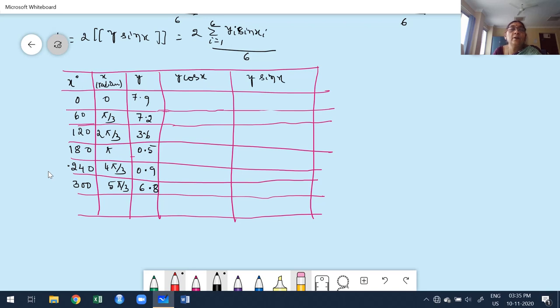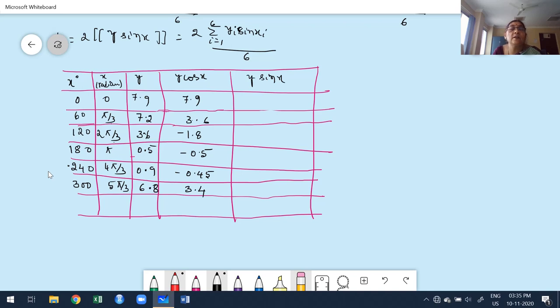0.5, 0.9, 6.8. Next, I have to take y. x is 0, cos 0 is 1, into the corresponding y value, first row value. Take the second row, cos of pi by 3 into 7.2, what we get? 3.6. You already know that. And cos of 2 pi by 3 into 3.6, we get minus 1. Cos pi is minus 1, we get minus 0.5. Cos of 4 pi by 3 into 0.9, we get minus 0.45. Cos of 5 pi by 3 into 6.8, we get 3.4.